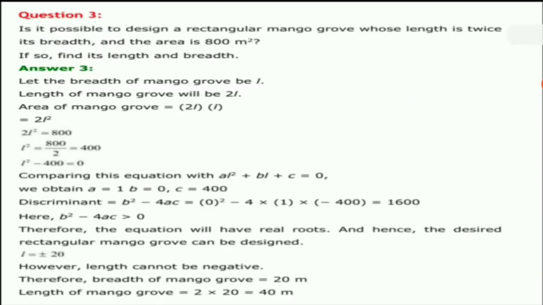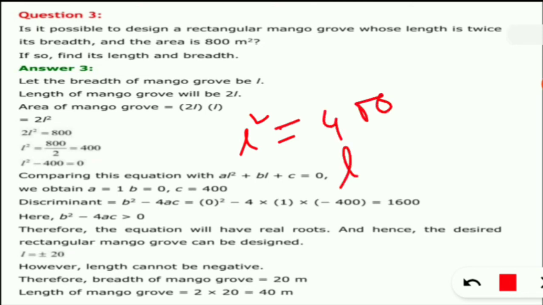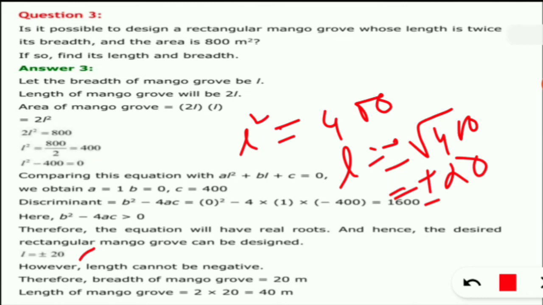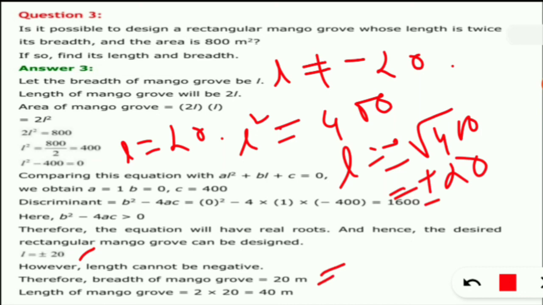And if we solve this for L, then definitely L square equals 400. So L equals plus minus under root of 400, that means plus minus 20. So L equals plus minus 20. However, length cannot be negative, that means L is not equal to minus 20, that means L equals plus 20. Okay, therefore the breadth of the mango grove equals 20 meter. If breadth is 20 meters, then length is twice, that means 2 into 20, so 40 meter.